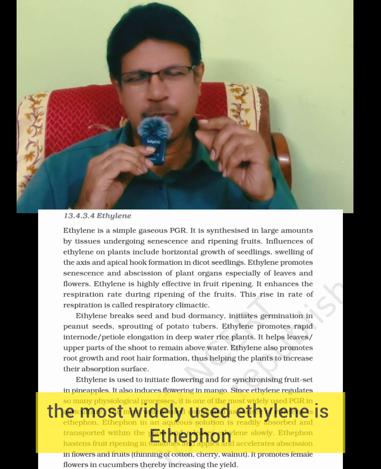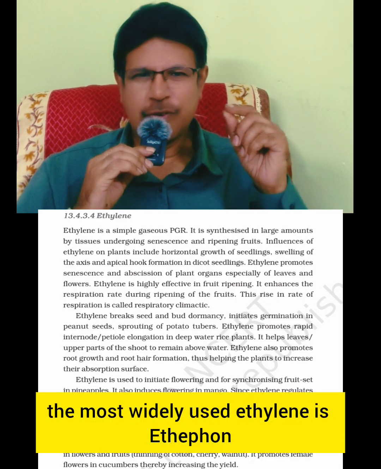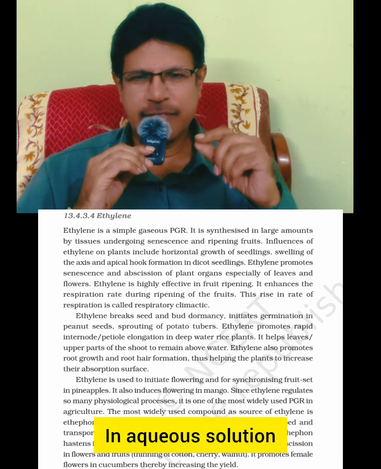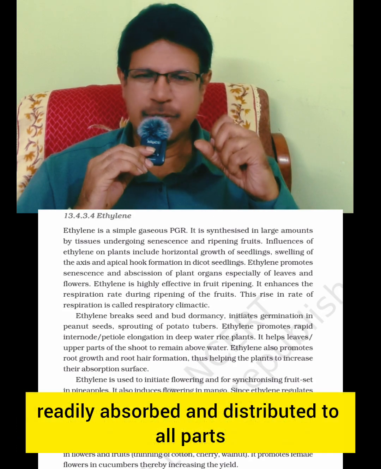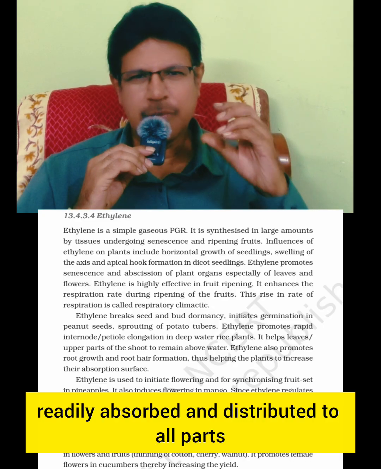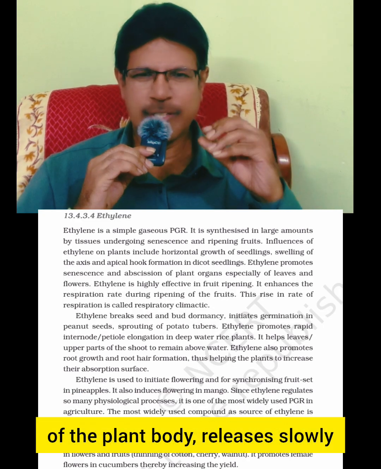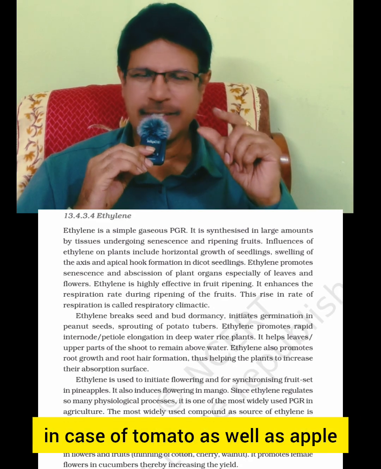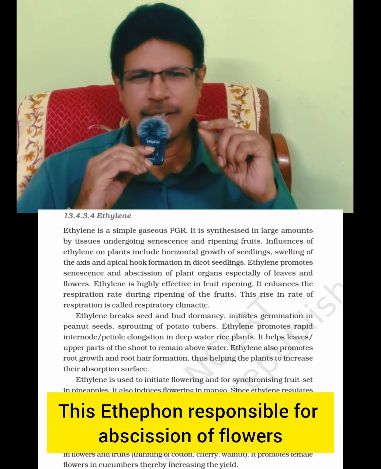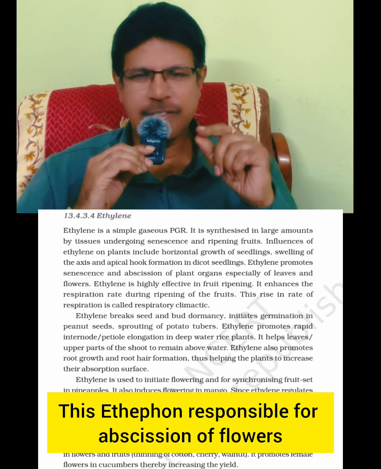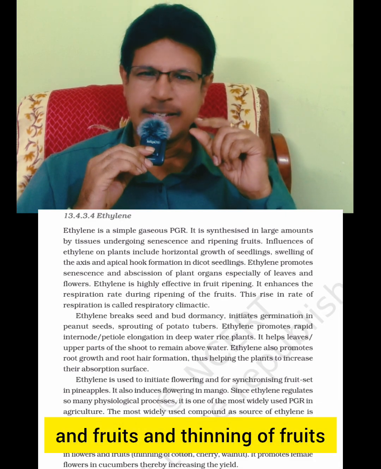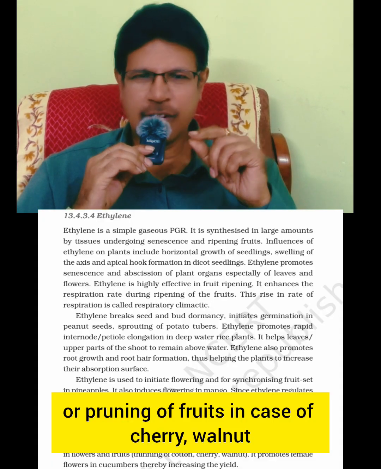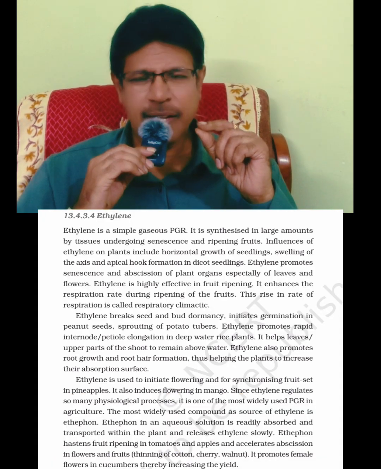Next, the most widely used ethylene source is ethephon, that is 2-chloroethyl phosphonic acid. In aqueous solution, it is readily absorbed and distributed to all parts of the plant body, and releases ethylene slowly. It is responsible for ripening of fruits in tomato as well as apple. Ethephon is responsible for abscission of flowers and fruits and thinning of fruits in cherry, walnut, as well as cotton.